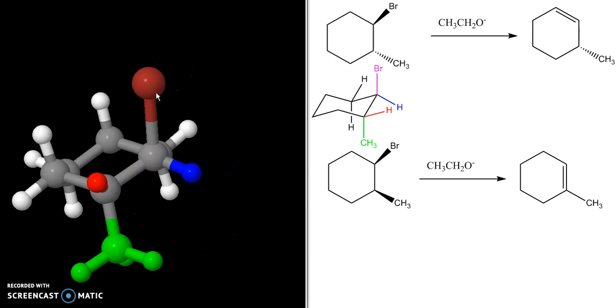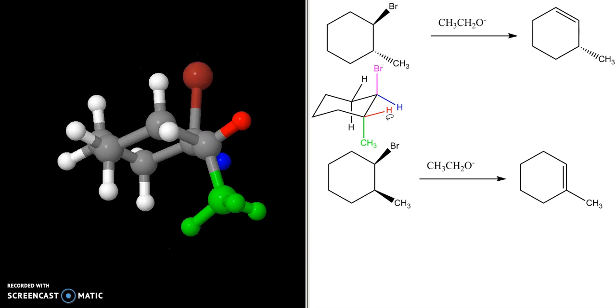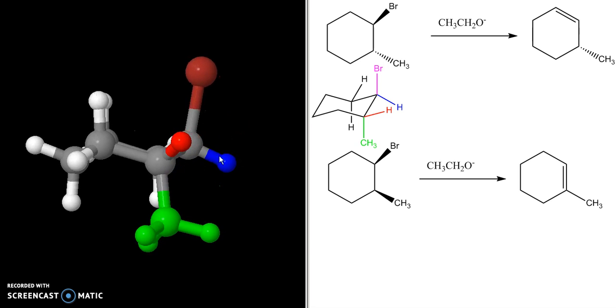molecule. And I can draw the chair form of that, which will look something like this, with my bromine and my methyl groups axial. These two hydrogens are equatorial, and I've color-coded things so that we can keep track of them. I can actually make a 3D model of that, which I've shown over here. So this is my bromine, this is my methyl group, this is my hydrogen on this carbon, and this is my hydrogen on the other carbon.